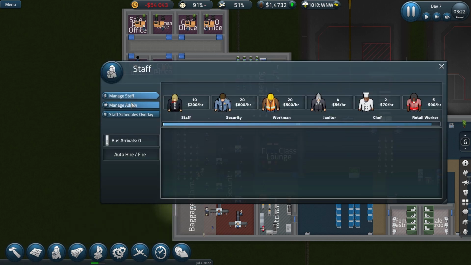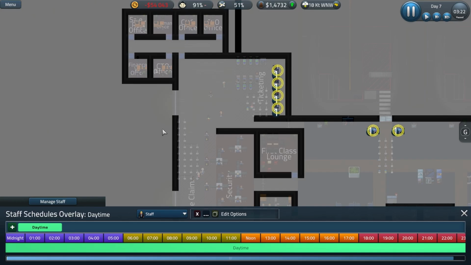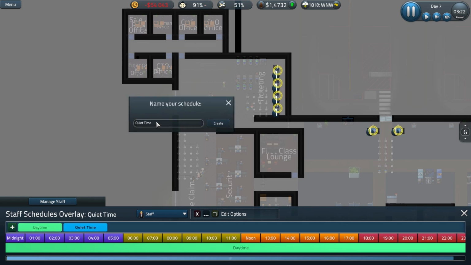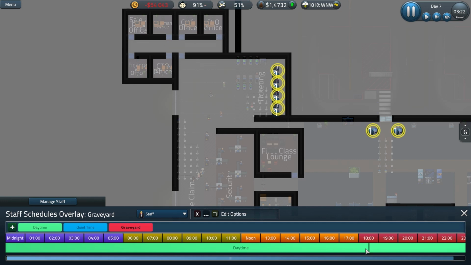Under staff, you see the staff schedules overlay. Click that and we go in there, and you can see that we by default have just a daytime shift schedule. Daytime runs from midnight until midnight, and I'm going to create a new slot. I'm going to call it quiet time, and I'm going to create a third one, and let's call it the graveyard shift. Okay, so we have created three classes, three types, three shifts, and we're now going to start allocating that to certain times of the day.